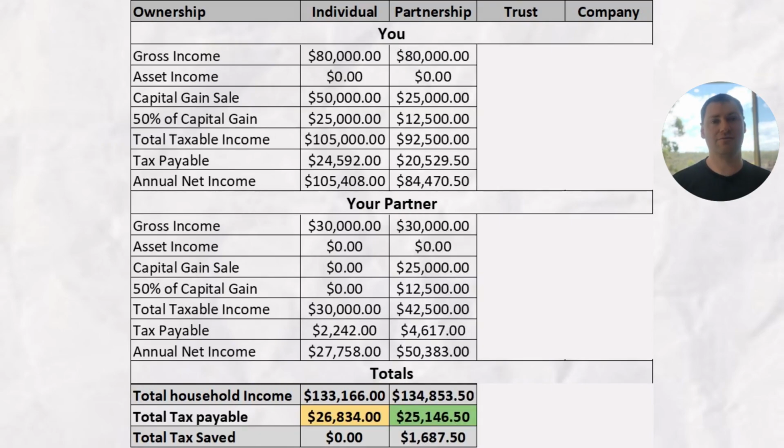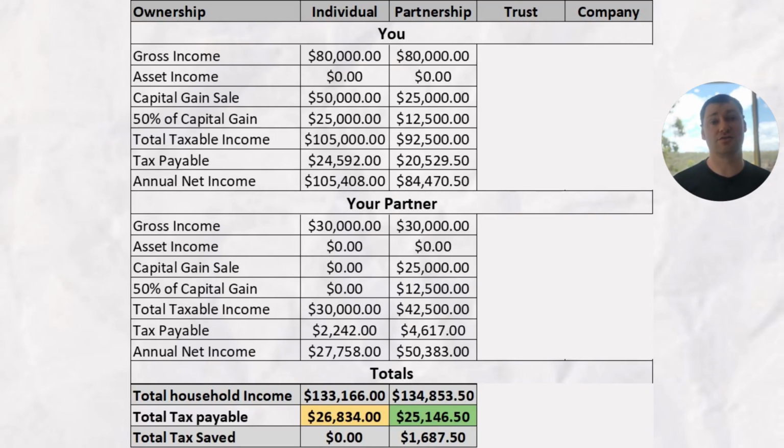If, however, the two of you in a partnership owned that property 50-50 and you sold it for a profit of $50,000, half of the profit would go to you, the individual, and your partner, also the individual.